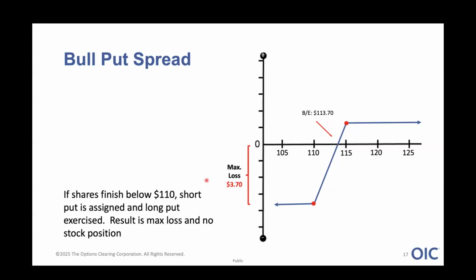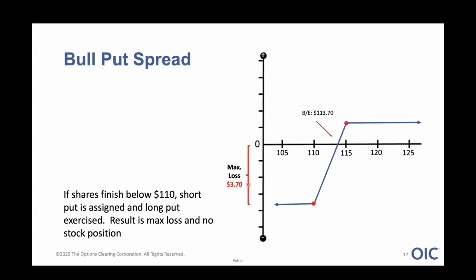If the shares finish below 110, you will get assigned on this 115 put. You're probably going to exercise this 110 put. You're going to lose $5 on this put spread, but you took in $1.30 when you sold it. So once again, that's going to result in a maximum loss of $3.70.